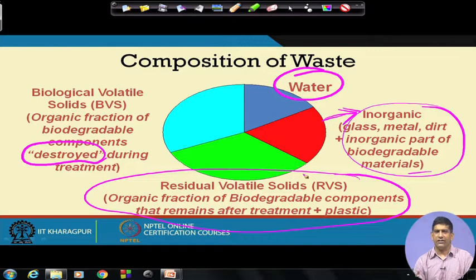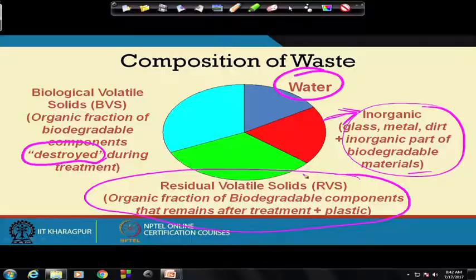For example, if you are doing composting or any biological treatment, many say something like lignin doesn't degrade very easily. So, although it is degradable, it will not degrade very easily. Another thing is that you have certain biodegradable components, but the bacteria cannot really chew it. So, bacteria cannot really eat that, so that will not degrade.